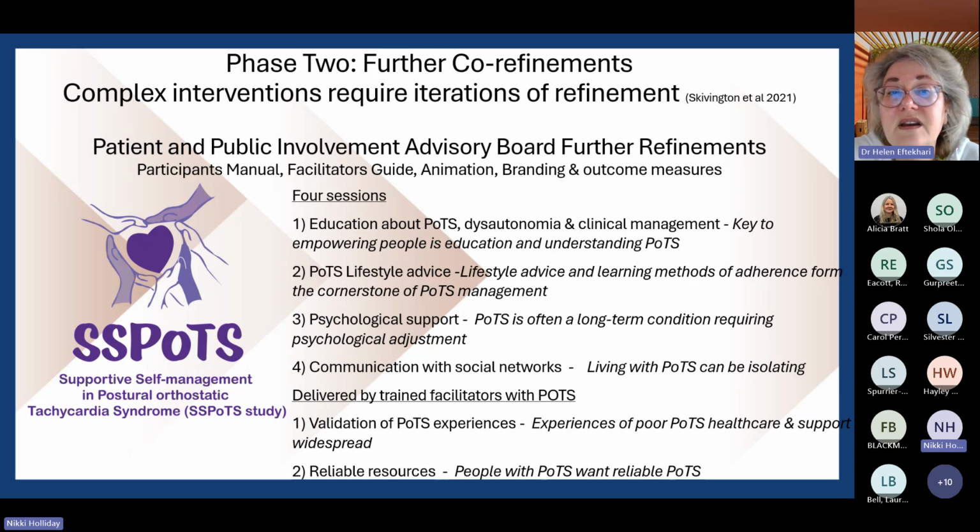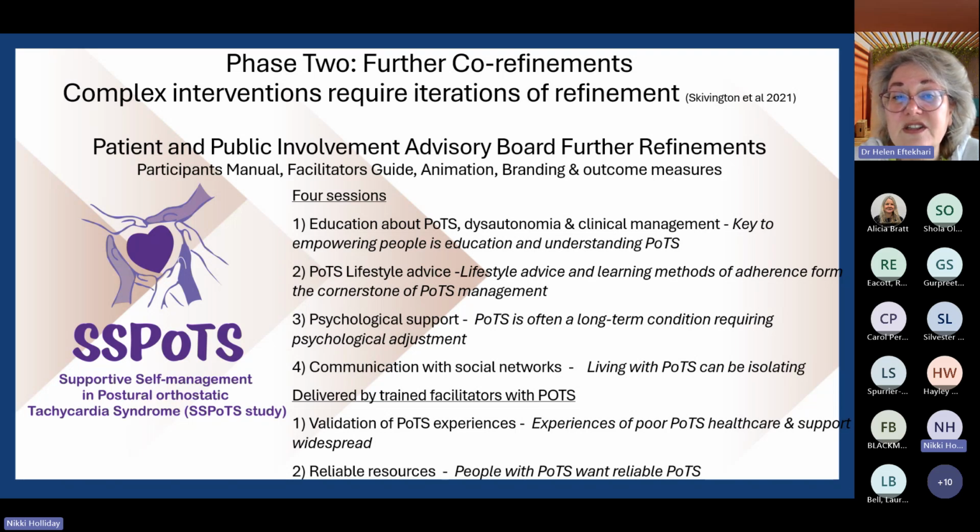So then after we did that initial co-refinement, I went back to the PPI board, and what we helped refine further was the facilitator's guide, an animation that was part of the intervention branding, and also we decided on our outcomes through the PPI work, to get outcomes that were applicable to this patient population. And we came out with 4 sessions within the intervention that were delivered over 2 hours, with multiple micro breaks in it, as suggested by the PPI and the workshop work.